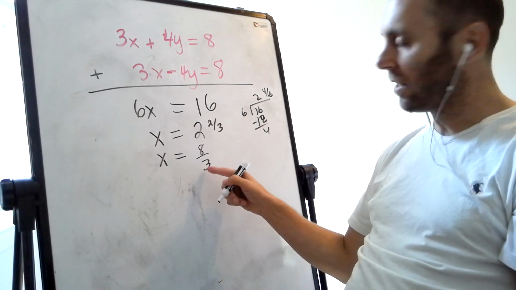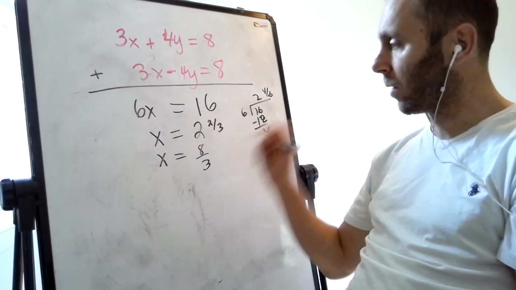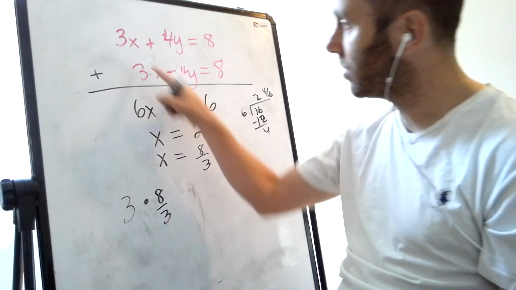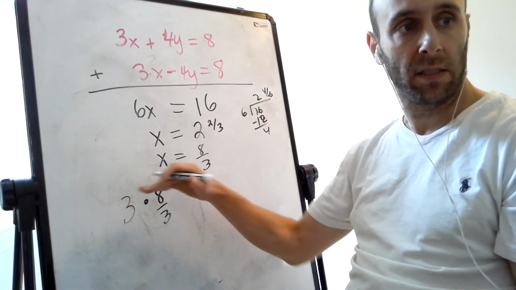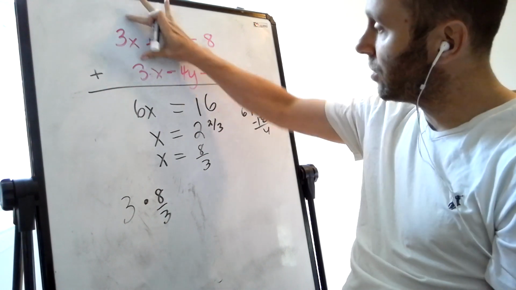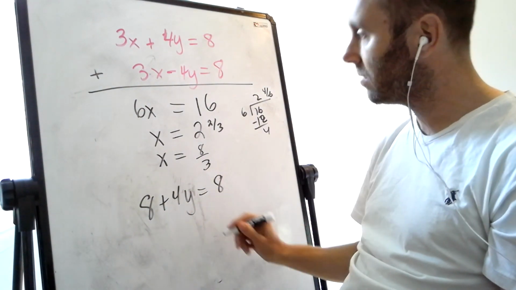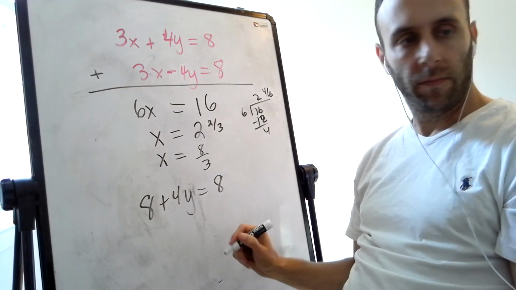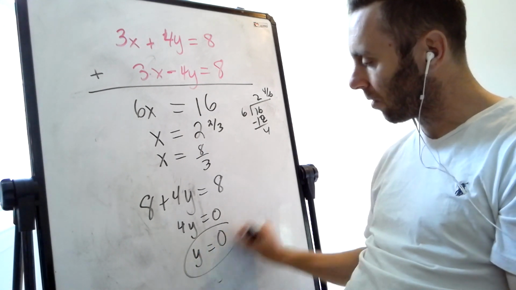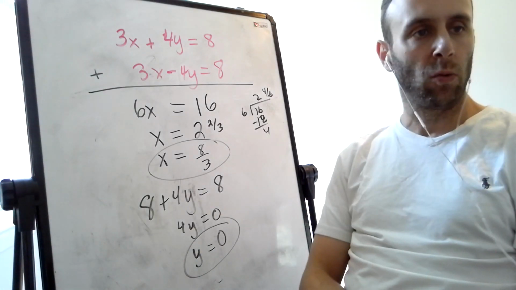Now, once you get that x is 8/3, I'm going to plug it back into one of the equations. I'm going to plug it into the top equation. You could have plugged in the bottom one too. So 3 times 8/3, because it says 3x. You end up getting 24 divided by 3, which is 8. So this part is just 8 plus 4y equals 8. I subtract 8 on both sides. You get 4y equals 0. And if I divide both sides by 4, you get y equals 0. So our answer to this problem is x equals 8/3, y equals 0.